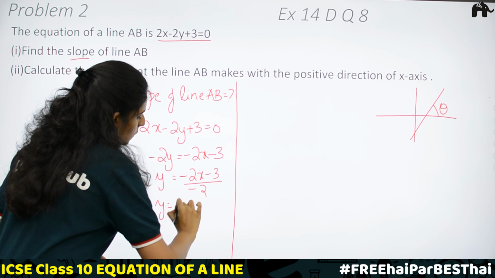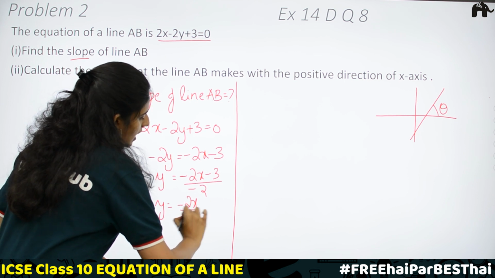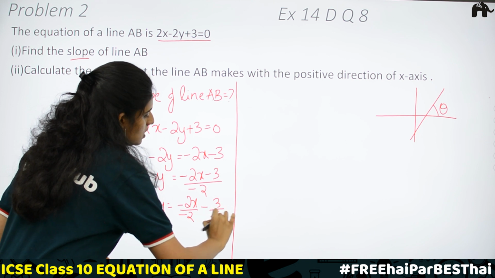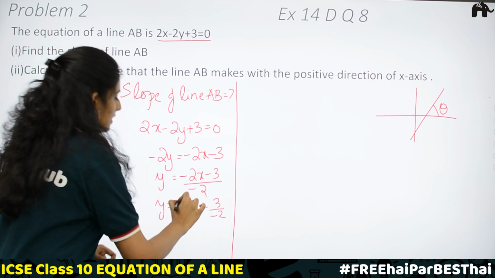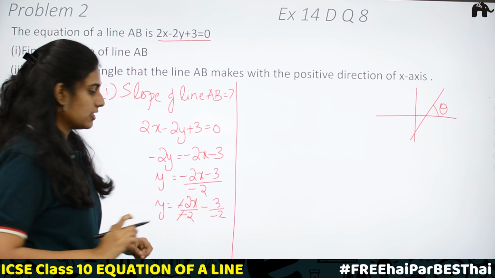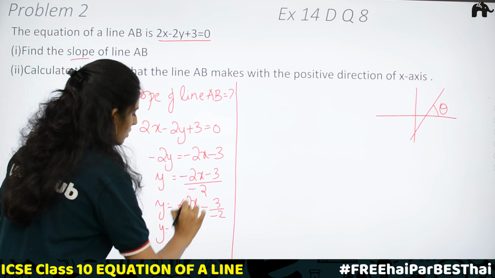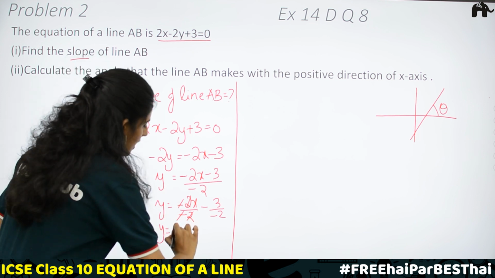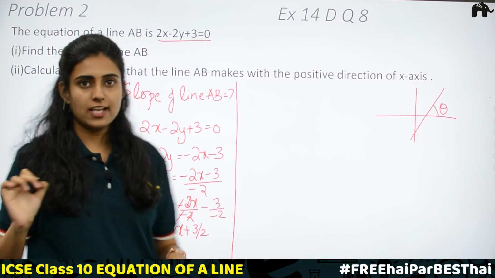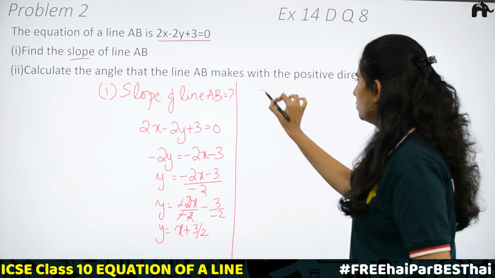y is equal to minus 2x by minus 2 minus 3 by minus 2. This negative and this negative can be removed. Similarly, these negatives become positive. y is equal to 2 and 2 can be cancelled, x plus 3 by 2. y is equal to x plus 3 by 2.